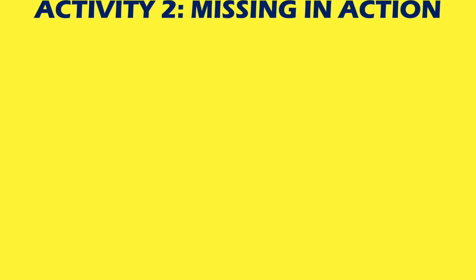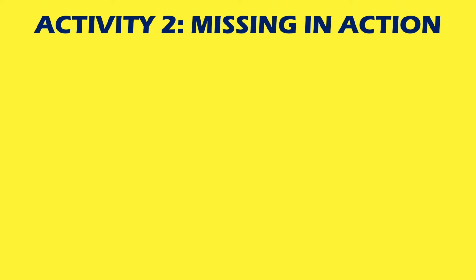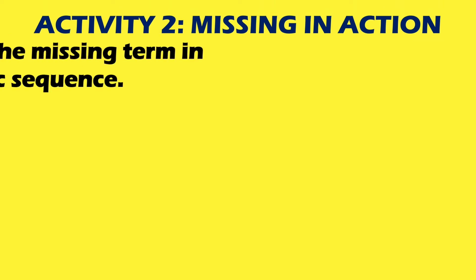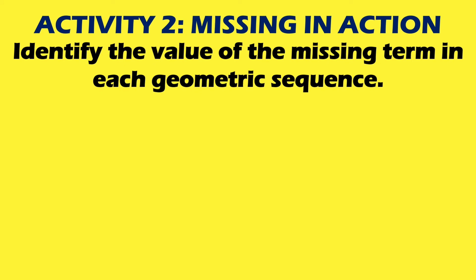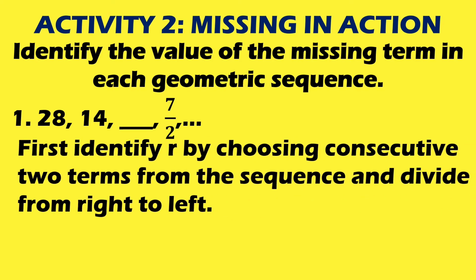Let's talk about activity number 2, Missing in Action. Identify the value of the missing term in each geometric sequence. Number 1: 28, 14, blank, 7 over 2, and so on. In this case, we need to get the common ratio first before getting the missing term. In order to identify r, choose any two consecutive terms from the sequence and divide from right to left.